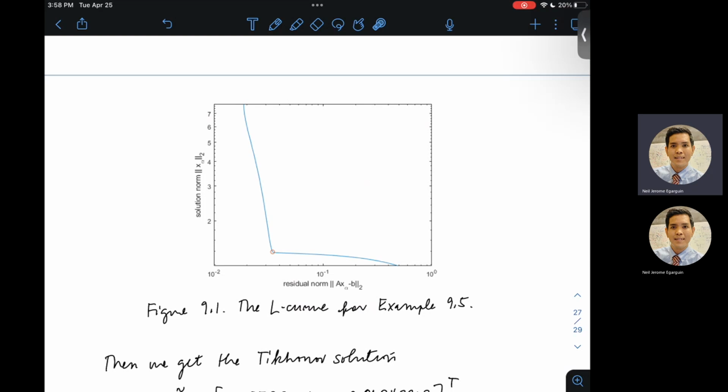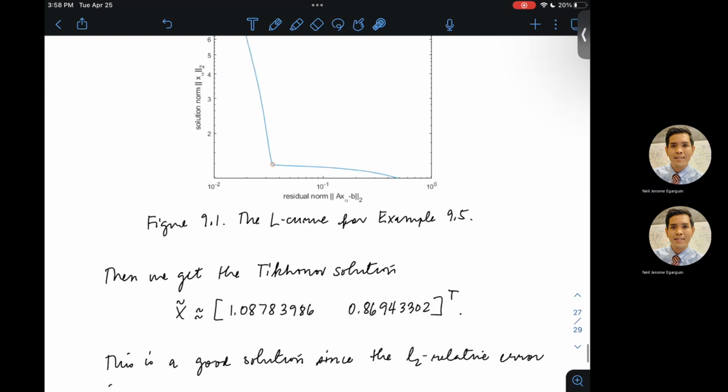So essentially, in summary, you have various candidates for alpha, compute X alpha for each of them, and then plot the residual norm versus the solution norm. Once you get the plot, you'll get the corner. And the alpha that gave you the corner should be your choice for alpha.